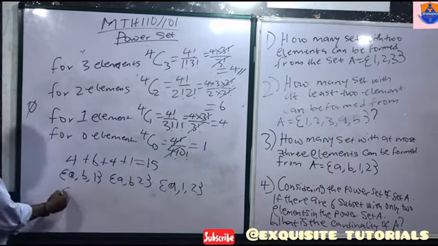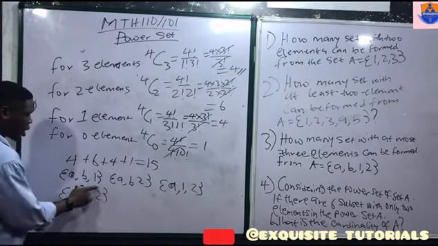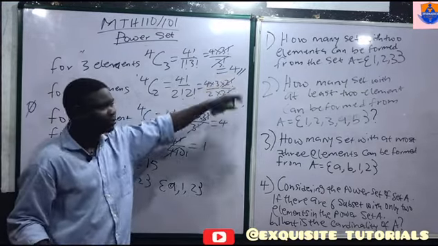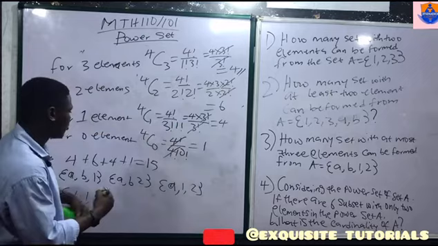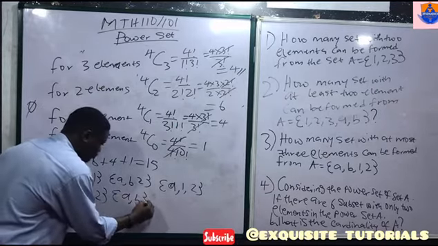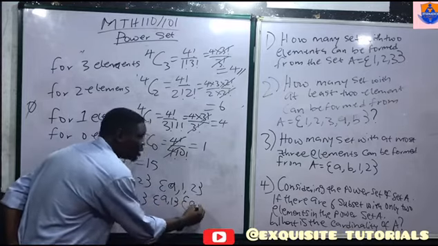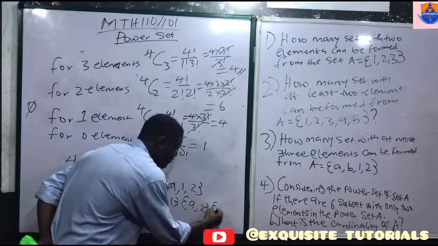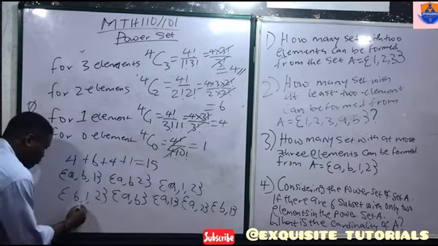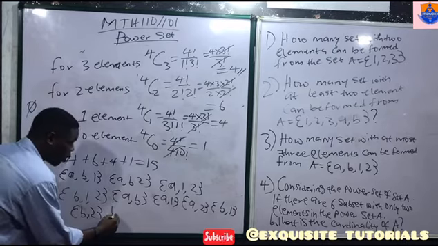And we have B, 1, 2. These are 1, 2, 3, 4. This corresponds to what we have here. Then we have 6 for those that can be formed with 2. We have AB, A1, A2, B1, B2, and 1, 2.